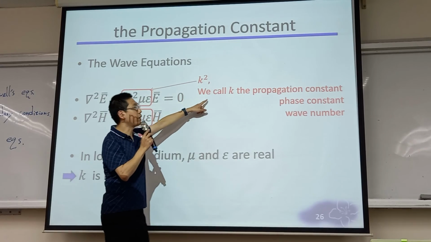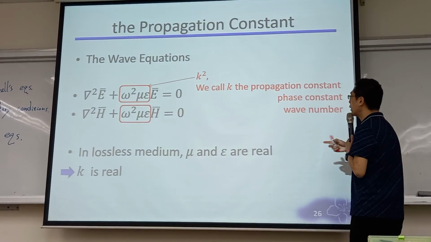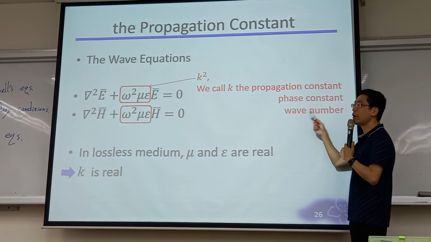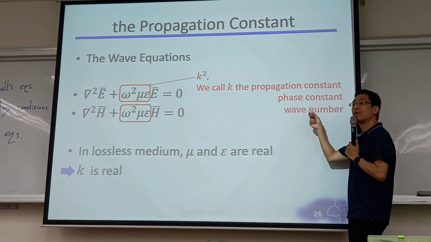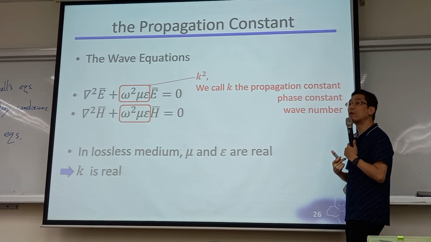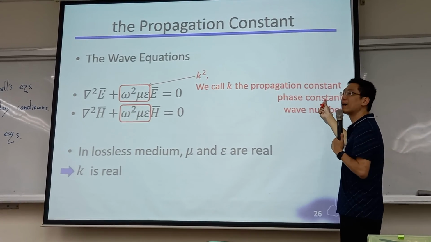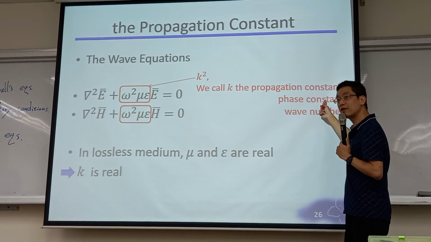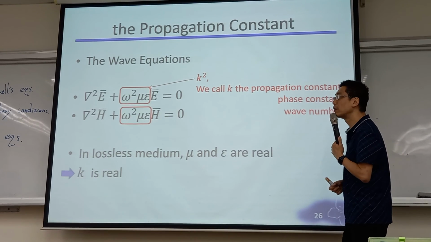And actually K has 3 different names. The first name of K, we can call it a propagation constant, or we can call it a phase constant, and I will call it the wave number. We will discuss more about K, wave number or phase constant, later. Okay, because it is very important. Okay, this is where K comes from.